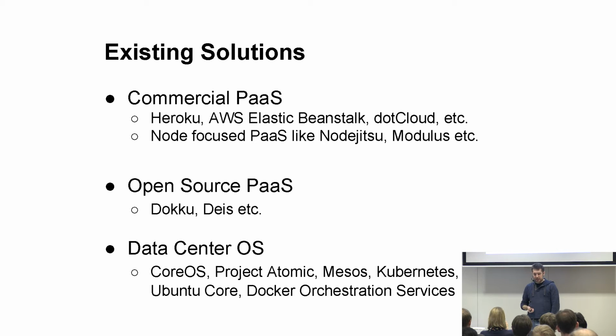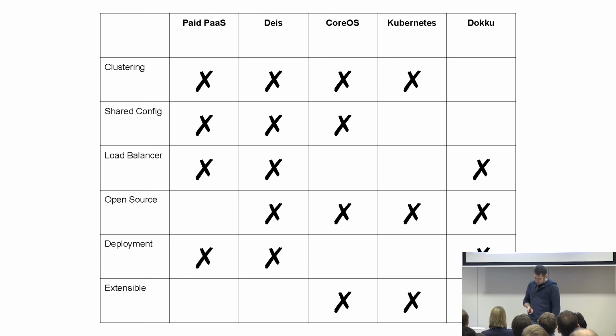So I wish I could say that I had a very systematic approach to choosing Docker and CoreOS. And in actual fact, I just went with my gut. At the time I chose this, for example, the Docker orchestration services hadn't even been announced, right? But here's a quick chart comparing the different features that are relevant. So obviously the commercial PaaSes are all hard to extend, and they cost. So that didn't work for me.